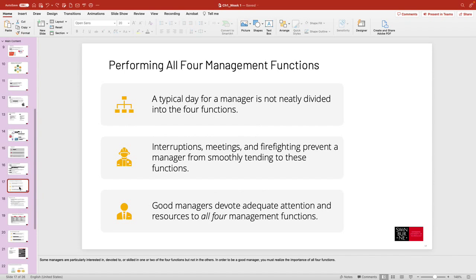Performing all four management functions, guys, think about a day of a manager: it's not neatly divided into these four functions. I'm not doing planning for the first 2 hours and organizing for the second 2 hours. No, it wouldn't be that way. There are lots of interruptions, meetings, firefighting, and deadlines, and when there are crises, managers have to put a lot of extra effort into these things as well. But good managers devote adequate time, attention, and resources to all four management functions, right?